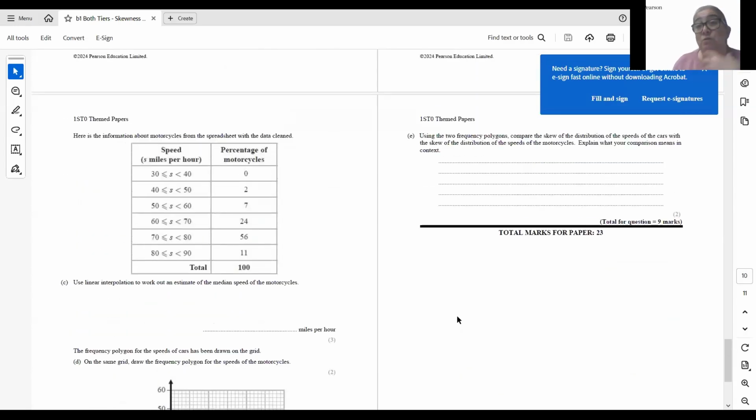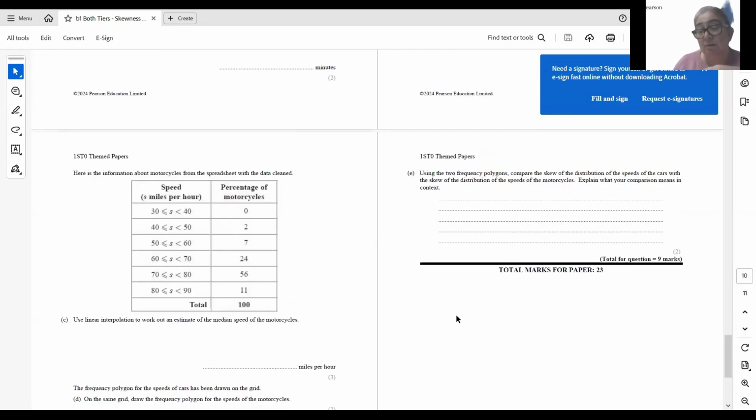there that is enough for you to have those kind of conversations, to the point where you're comparing the skew of the distribution of the cars with the motorcycles. To have those deeper conversations about what does it actually mean. So that's what I envisaged it being used for.